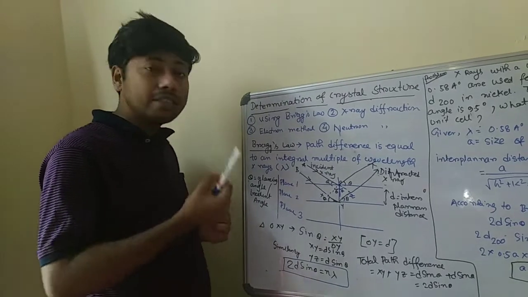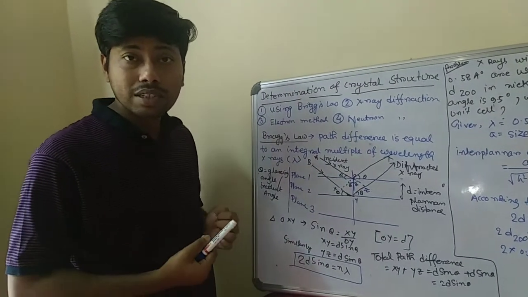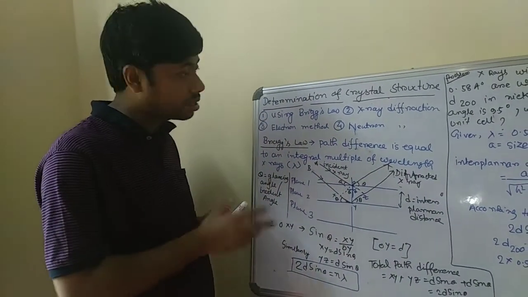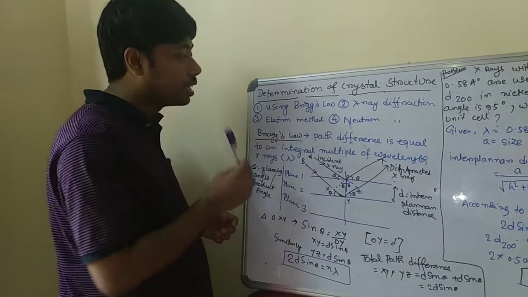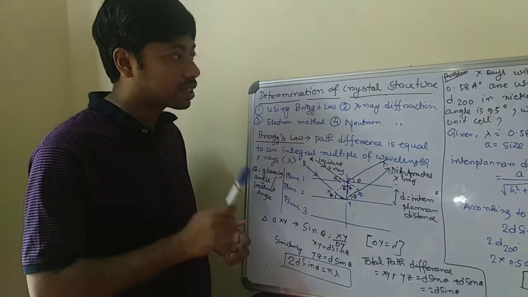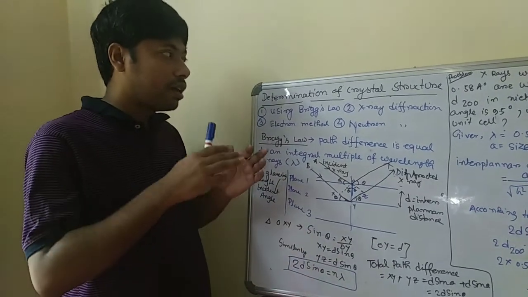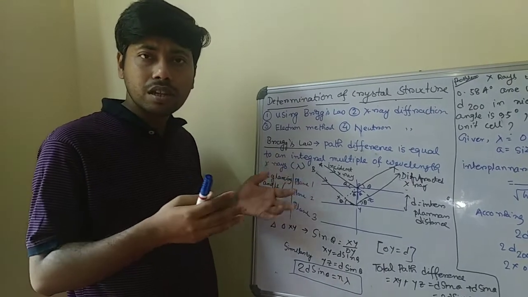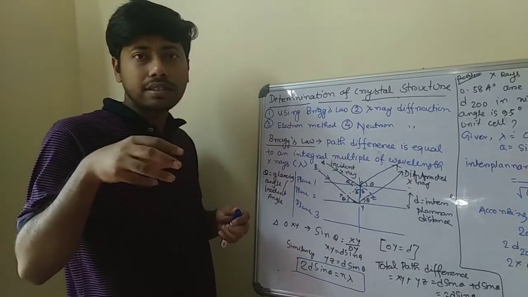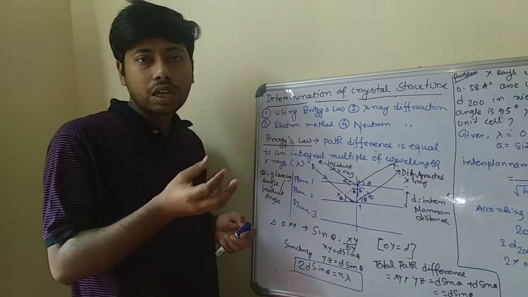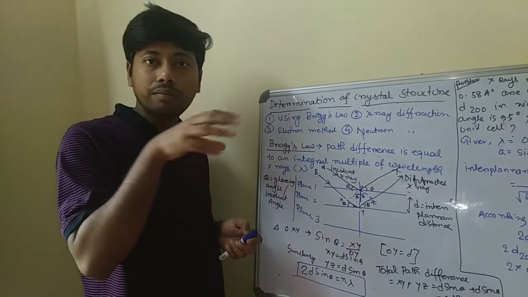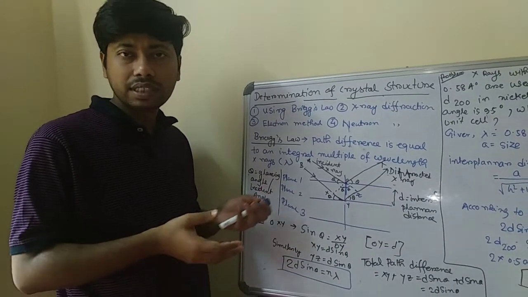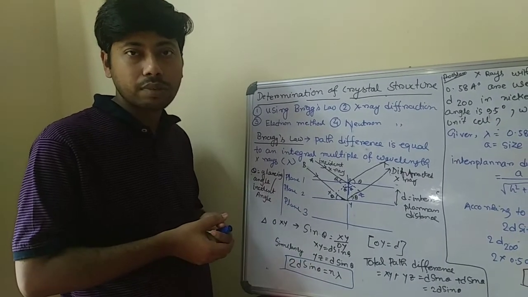The basic tools required to determine the crystal structure are, number 1, Bragg's law; second, X-ray diffraction; third, the electron method; and fourth, the neutron diffraction method. Now, what is simple cubic crystal structure? In simple cubic, the atoms are arranged such that at the 8 corners of a cube, atoms are situated. So that is called simple cubic. Similarly, body centered cubic, face centered cubic, and hexagonal close packed crystal structure.